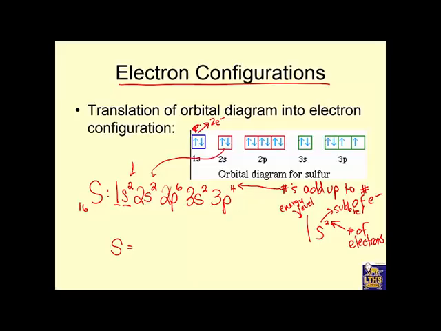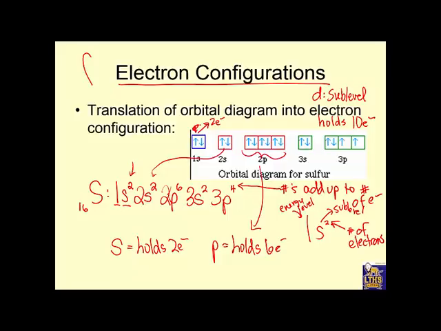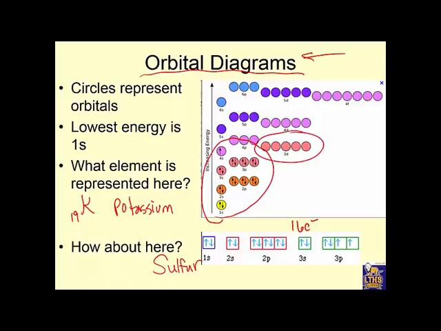A P sub-level holds 6 electrons because there's 3 boxes. And then later we're going to find out a D sub-level holds 10 electrons, and an F sub-level holds 14 electrons. I could go back to the picture to show you, but this is an example of a D sublevel. Look, there's five circles, so it can hold 10 electrons.